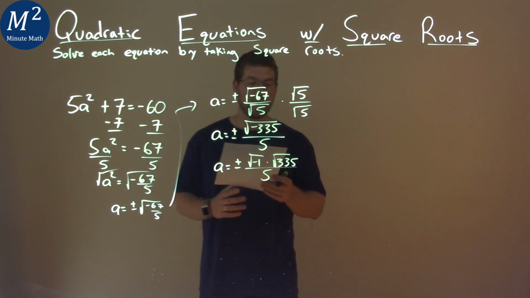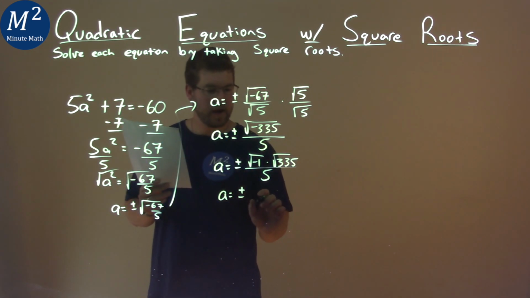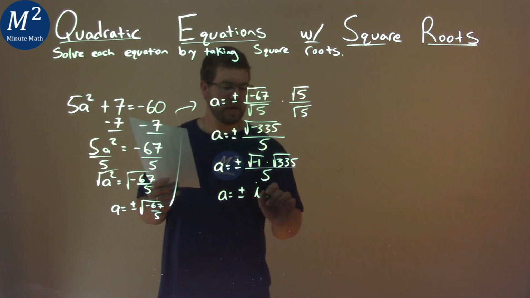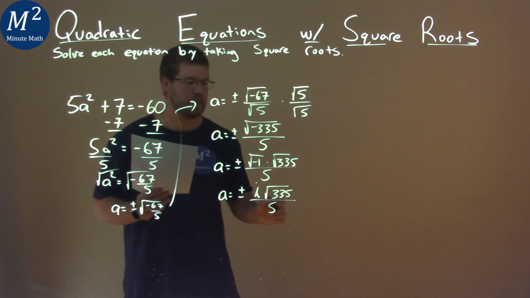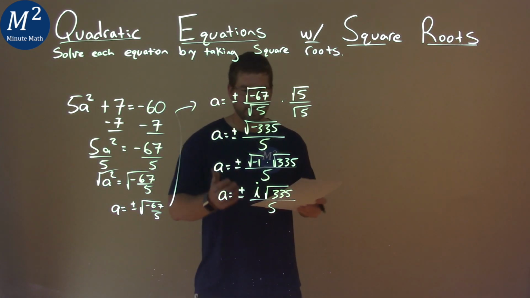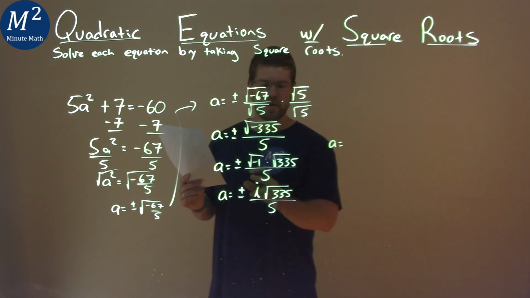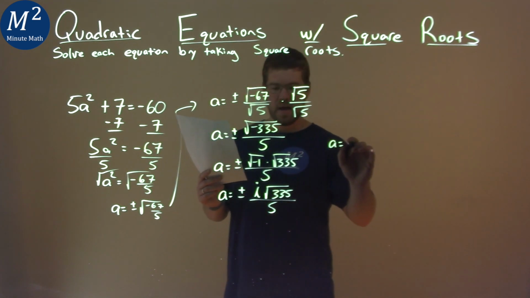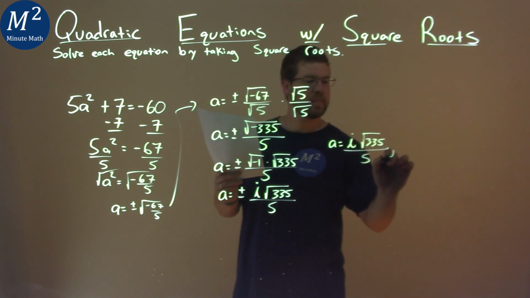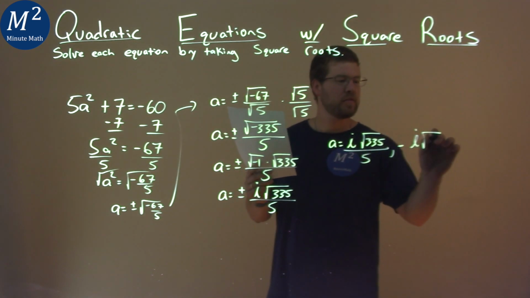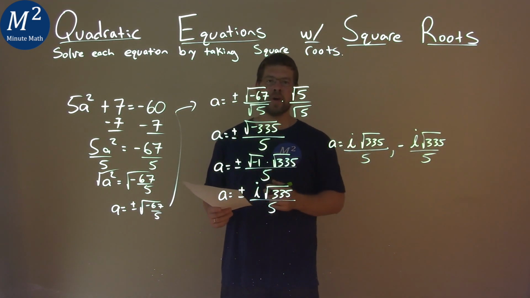And now what's the square root of negative 1? We know it is i, imaginary. So a equals plus or minus i times the square root of 335 over 5. So now we actually have it pretty much broken down. It doesn't simplify anymore. So we can write this as two numbers next to each other instead of plus or minus. a equals a positive i square root of 335 over 5, and a negative i square root of 335 over 5. And that is our final answer.